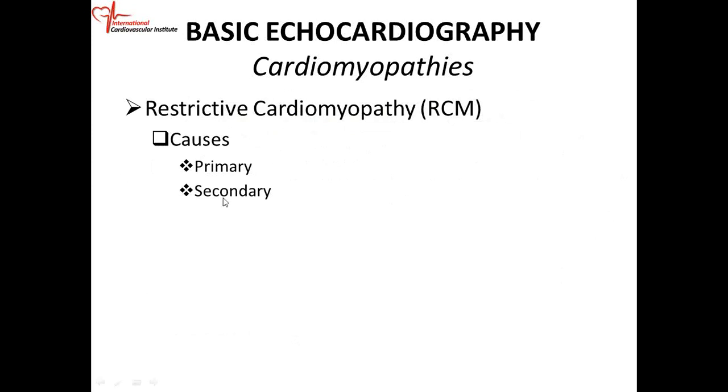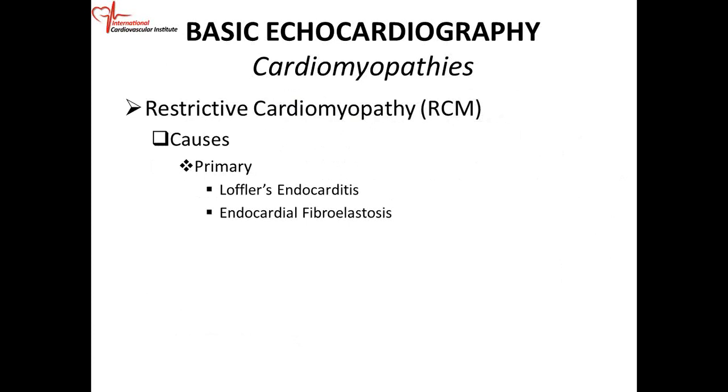For example, the patient may have cancer. If they have a cancer and that cancer infiltrates the heart muscle, they may have a breast cancer and then it infiltrates the heart muscle and gives rise to a restrictive cardiomyopathy. We call that secondary. But one of the most common causes of restrictive cardiomyopathy is what we call amyloidosis. The heart muscle becomes infiltrated with amyloid.